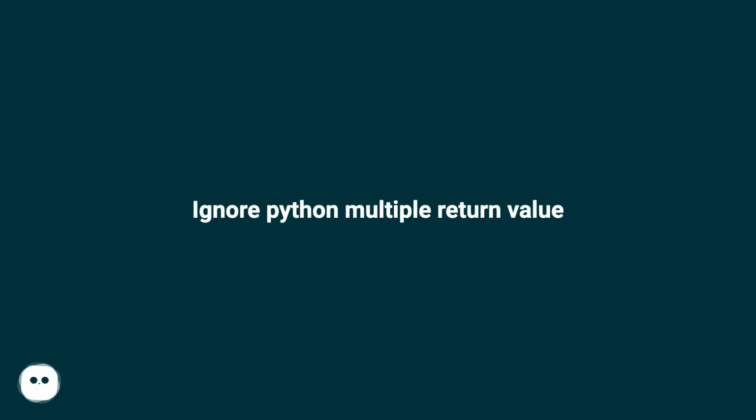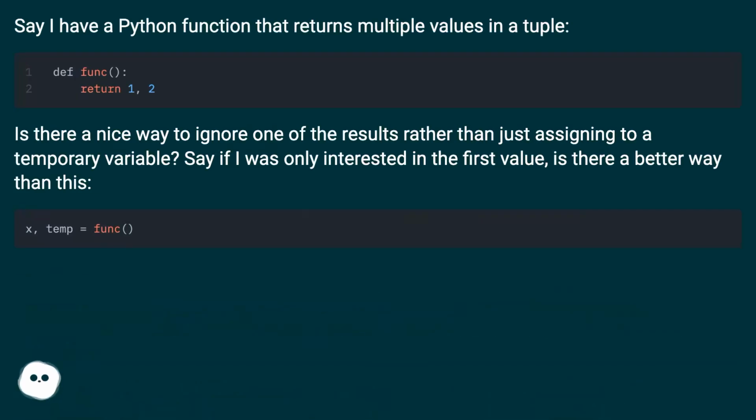Ignore Python multiple return value. Say I have a Python function that returns multiple values in a tuple. Is there a nice way to ignore one of the results rather than just assigning to a temporary variable? Say if I was only interested in the first value, is there a better way than this?